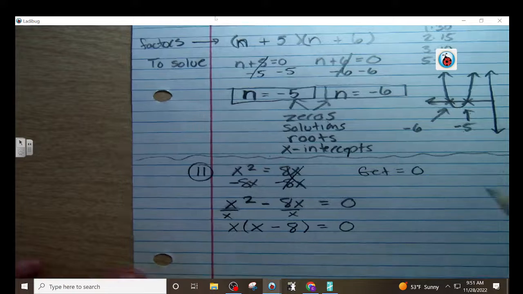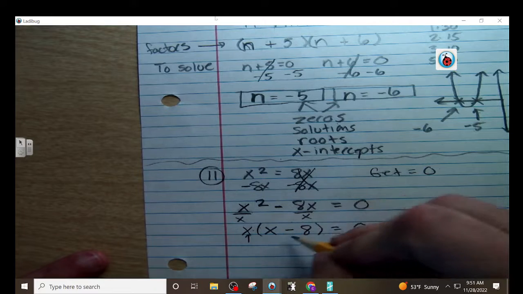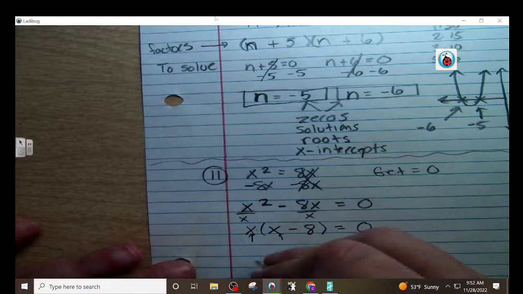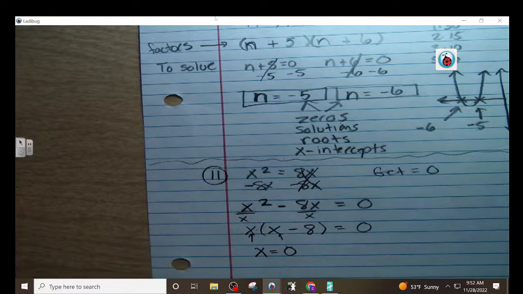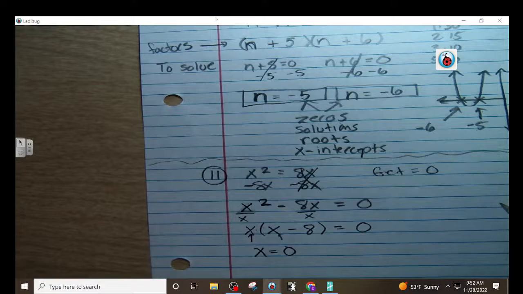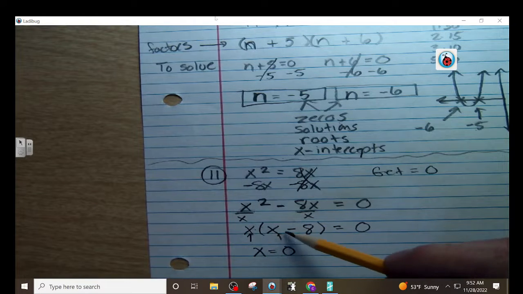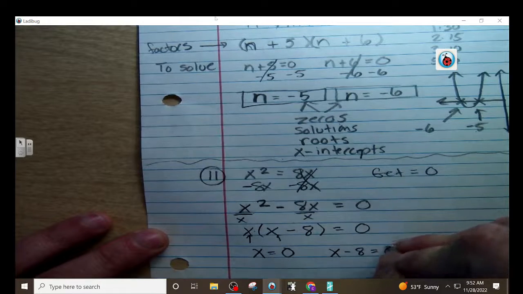Okay. Now, guys, anything with an x in it needs to be set equal to 0. So I've got an x here, and I've got an x here. So that means I'm going to have two solutions. Now, guys, if it has an x in it, it has to be set equal to 0. So this x over here by itself, I'm going to put it equal to 0. All right, now, guys, this binomial here has an x in it, so I'm going to set it equal to 0. Okay, so x minus 8 equals 0.